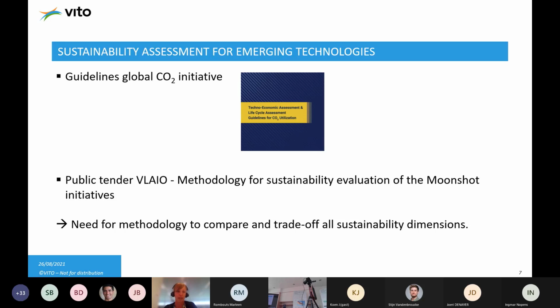Another thing that you might have seen is that, specifically for the Moonshot projects, VLIO has launched a public tender where they say, okay, we really want to have a harmonized framework for sustainability evaluations, so that we are able to compare the different assessments that are done and have some clear conclusions from it. And so you really see that there is a need for an integrated, harmonized assessment that allows to compare and trade off all these sustainability dimensions.